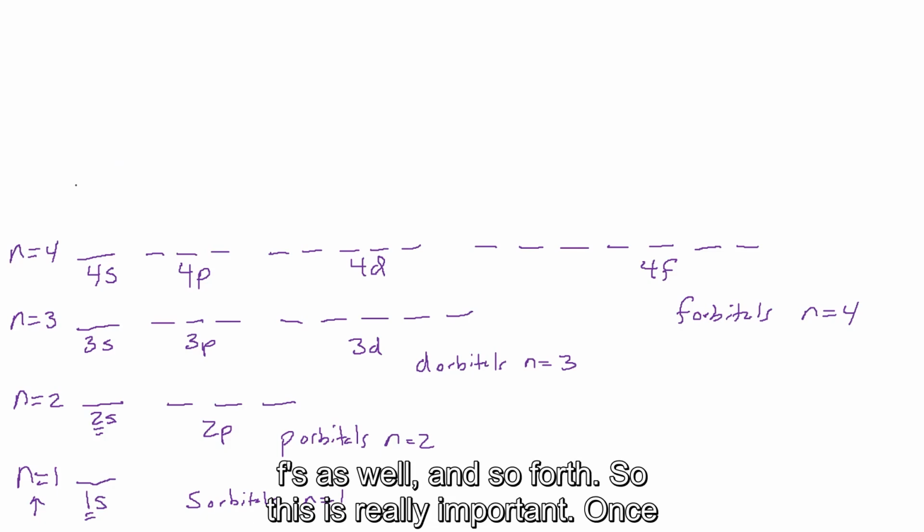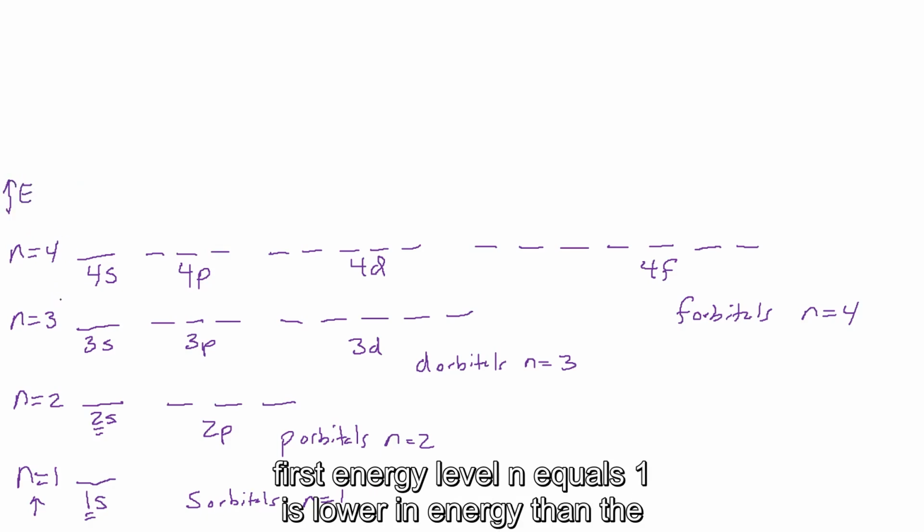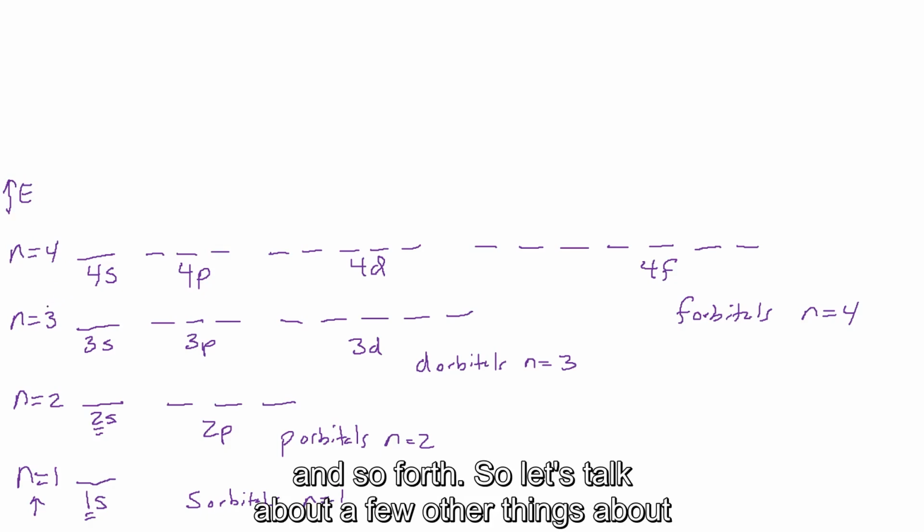So this is really important. Once again, energy is increasing here as we go up. So obviously the first energy level, n equals 1, is lower in energy than the second, which is lower than the third, lower than the fourth, and so forth.